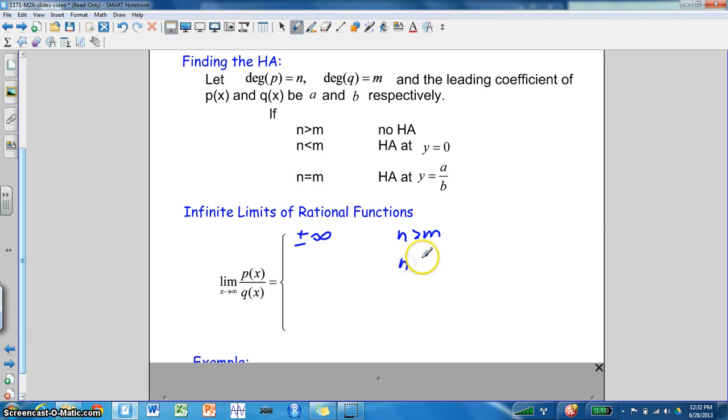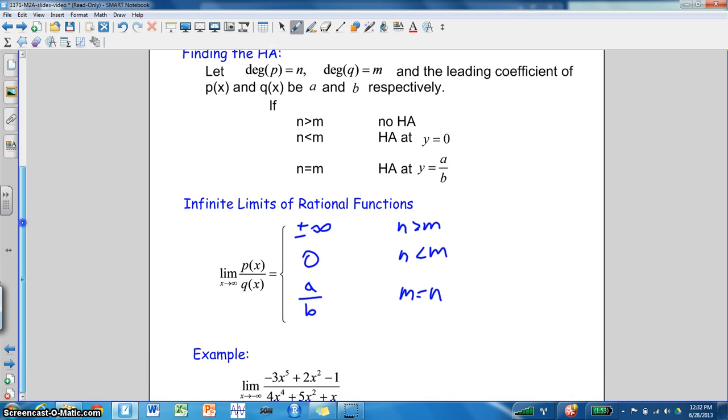If n is less than m, then in this case, well, our horizontal asymptote is at 0, so our limit's also going to be at 0. And then if they're equal, the limit is still going to be that ratio of leading coefficients, a over b.